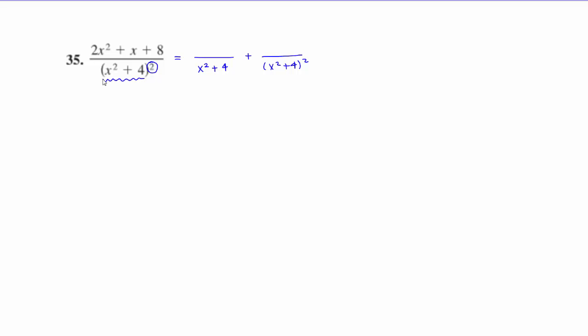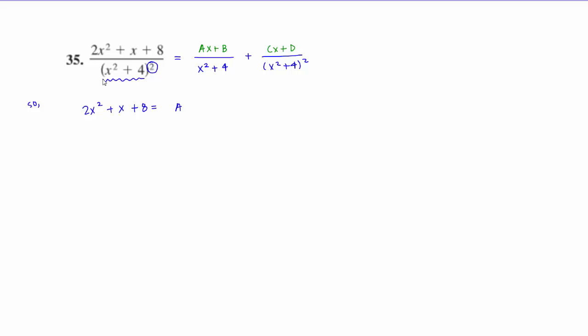Now, since these denominators are quadratic, the numerators must be linear: Ax plus b and Cx plus d. You can see how these numerators having more to them is going to make this problem a little more challenging. Remember, we want to solve the equation where the left-hand numerator, 2x squared plus x plus 8, equals the right-hand numerator after we got a common denominator.